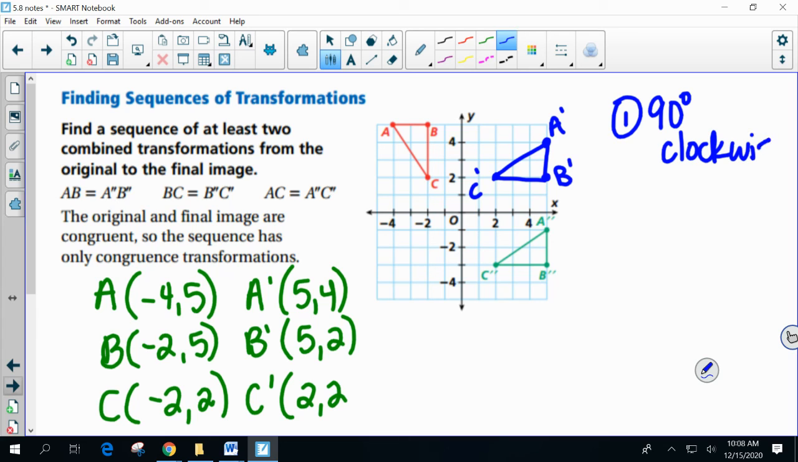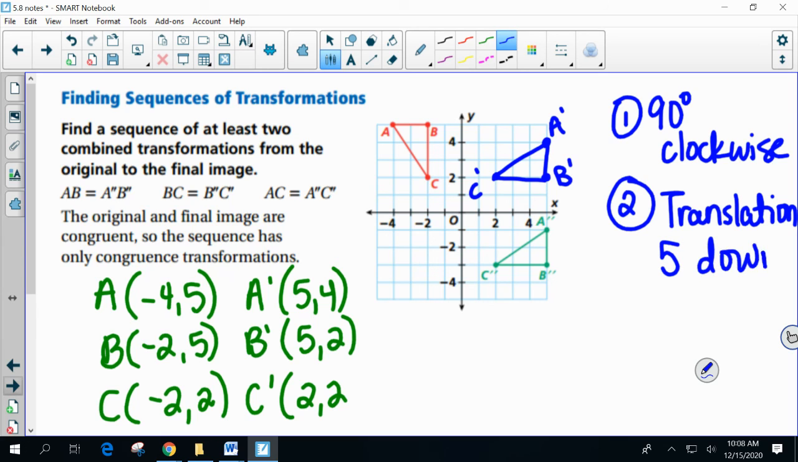Okay, now what would I have to do to go from prime to the final? Translation. And how would I have to move it? 5 down. Yeah, so I would just have to go 5 down. I wouldn't have to go left or right. And are all of these congruent? Yes.